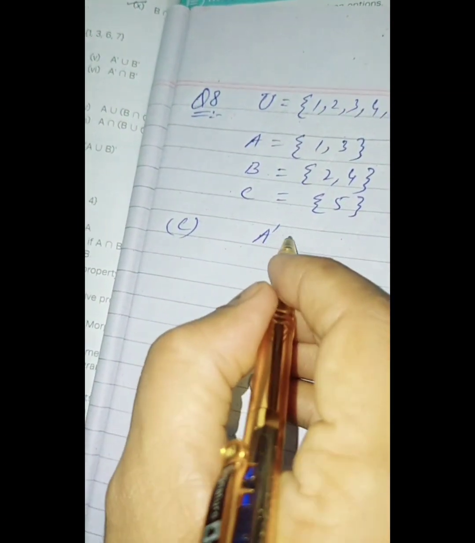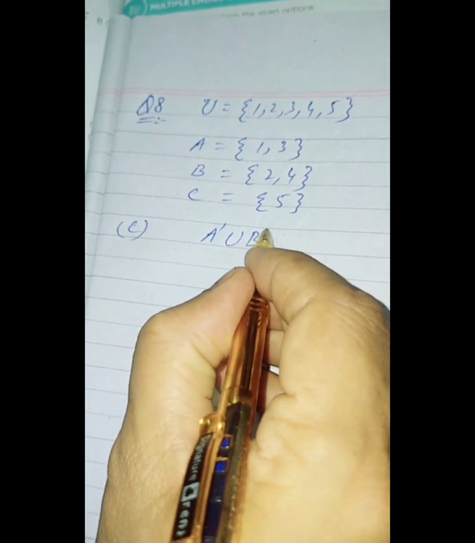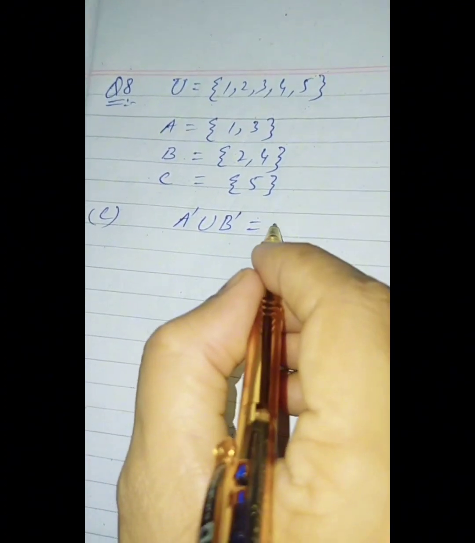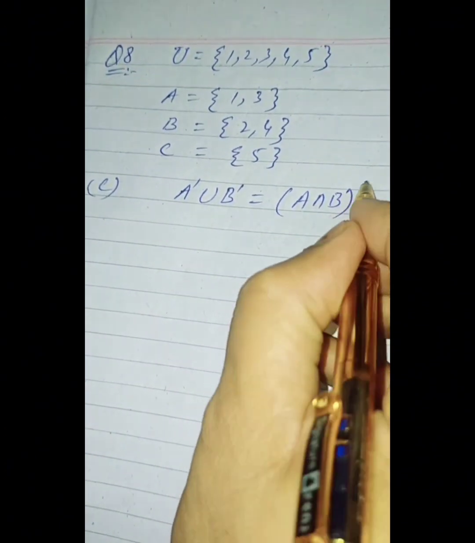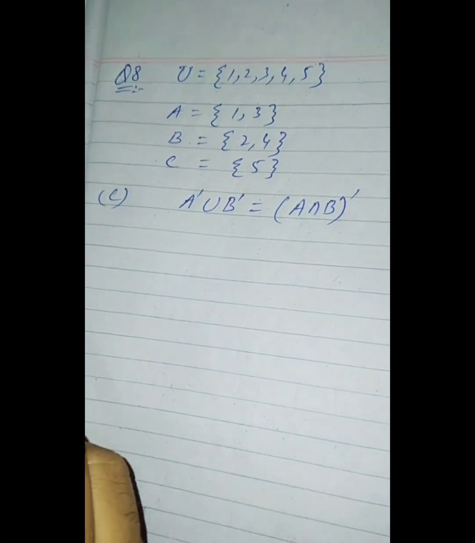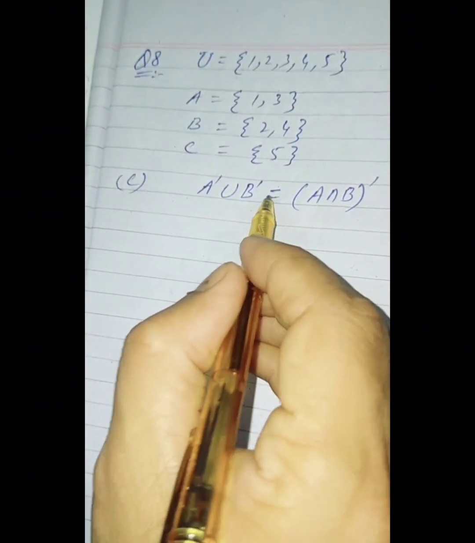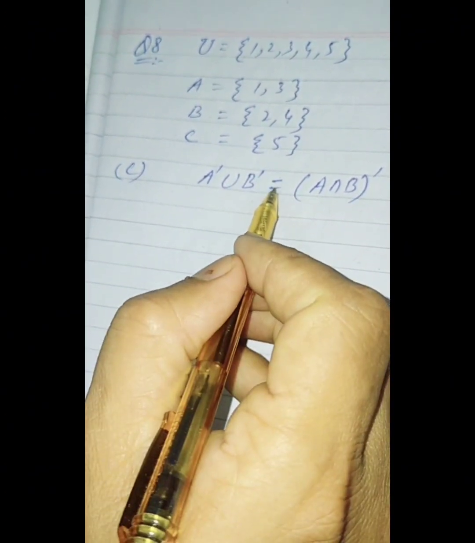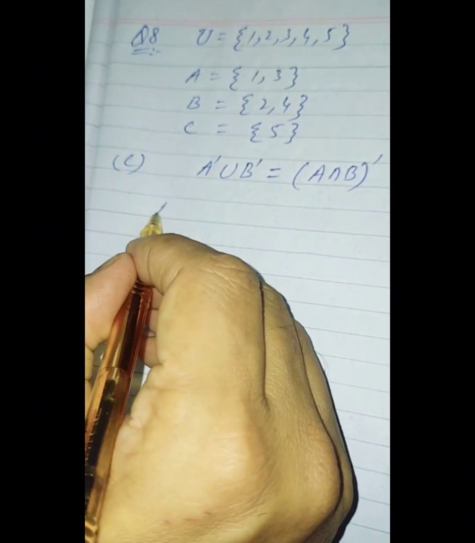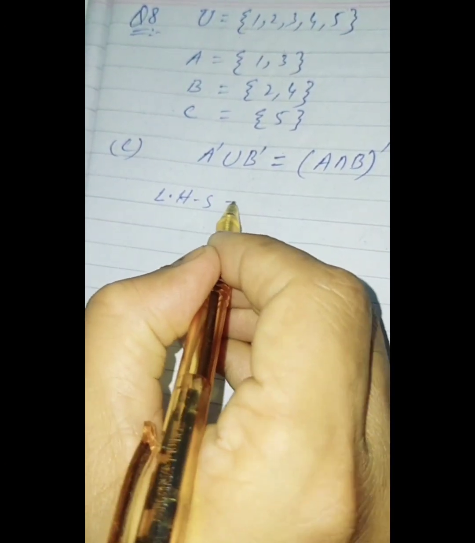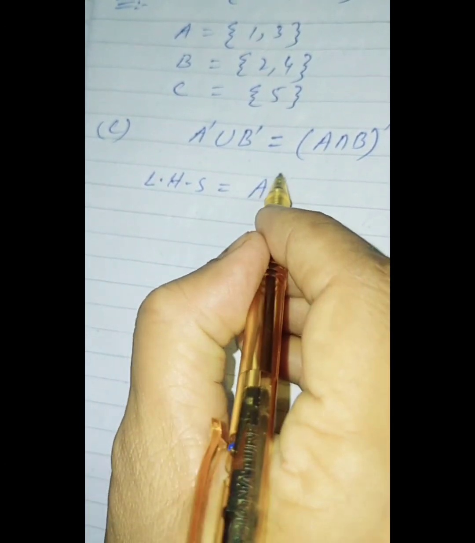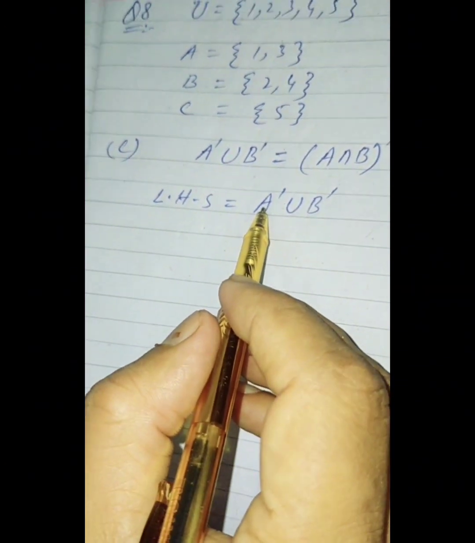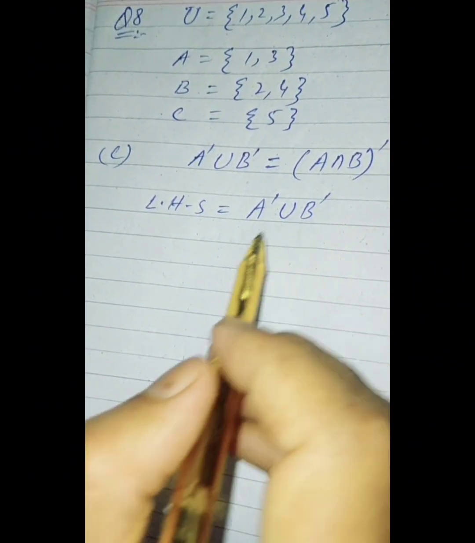That is A complement union B complement equals bracket A intersection B whole complement. Okay, now in this identity, those values which are at the left hand side of the sign of equality, this is called left hand side. So first of all we will consider left hand side, whose value is A complement union B complement. Now we need to find the value of A complement and B complement first.